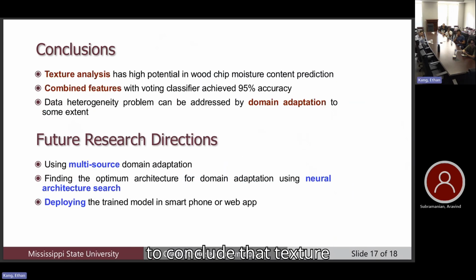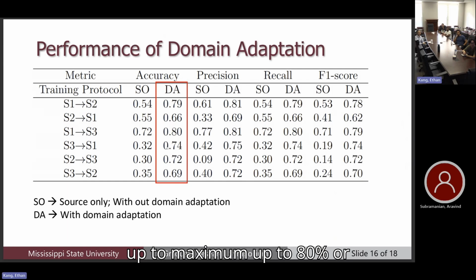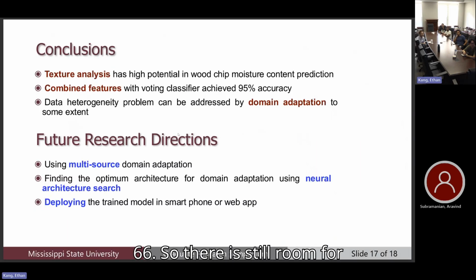So I would like to conclude that texture feature has high potential in wood chip moisture content prediction because it can detect those tiny and slight changes in the texture. Then the combined features altogether with the voting classifier can achieve high accuracy as much as 95%. And the data heterogeneity problem in wood chips from different sources can be solved using domain adaptation. But as you can see, the accuracy is up to a maximum of 80% or 66. So there is still room for improvement. So that's why we say that this problem can be solved to some extent.